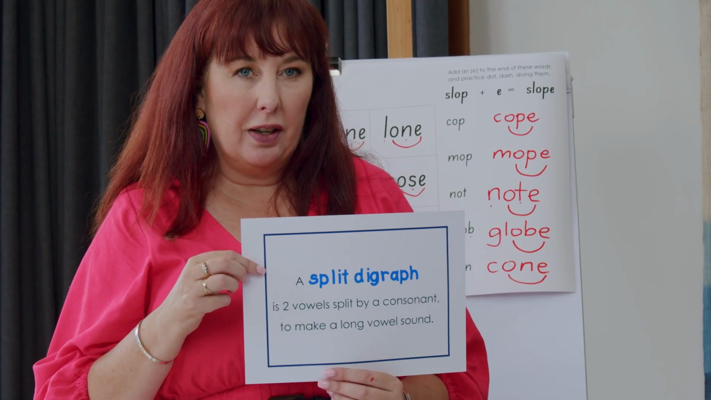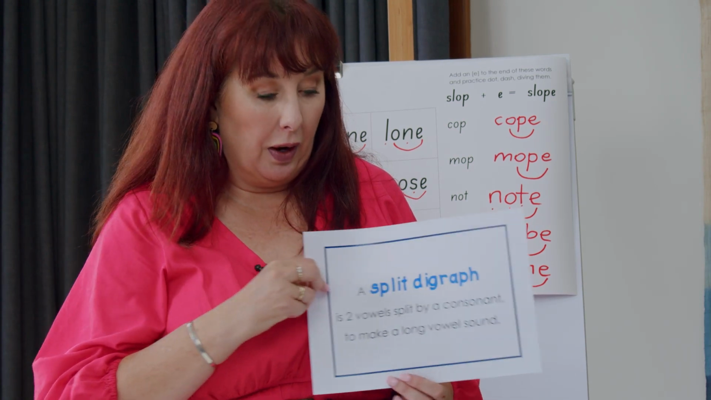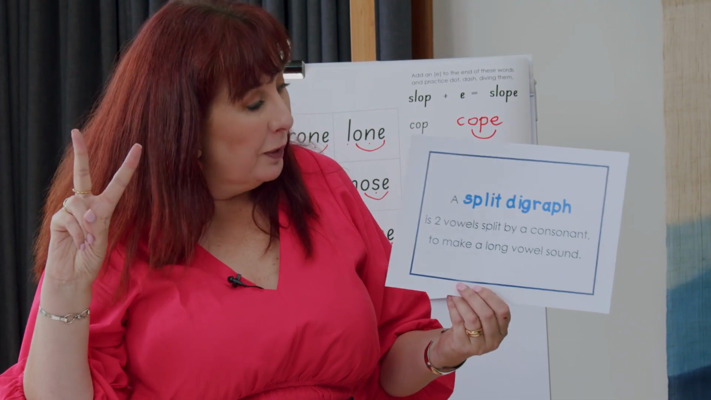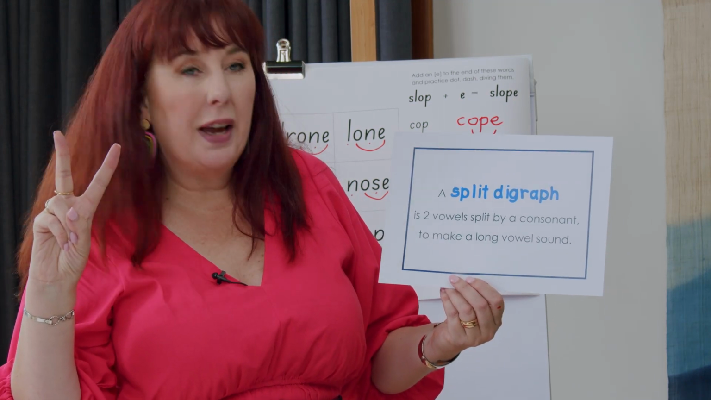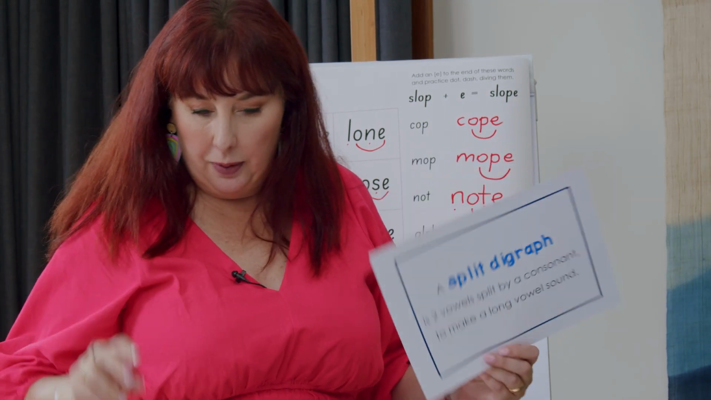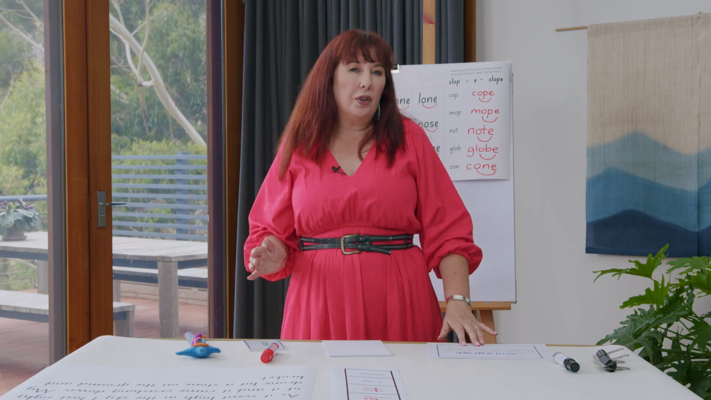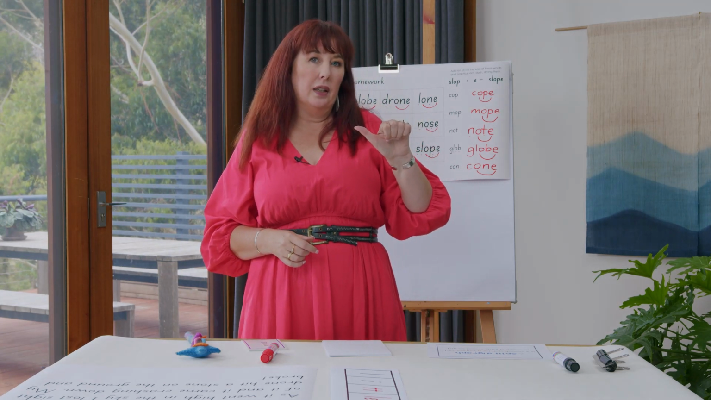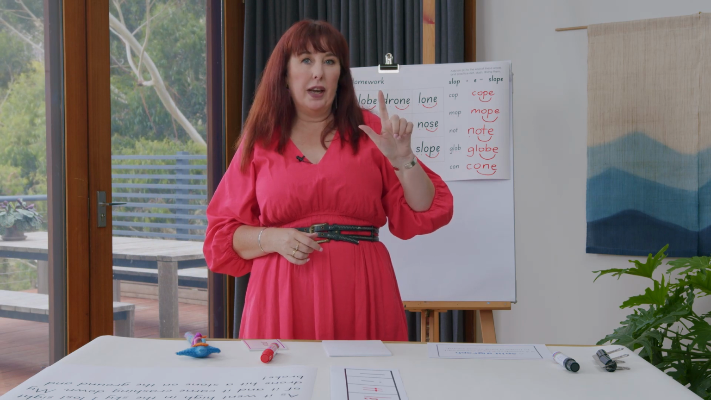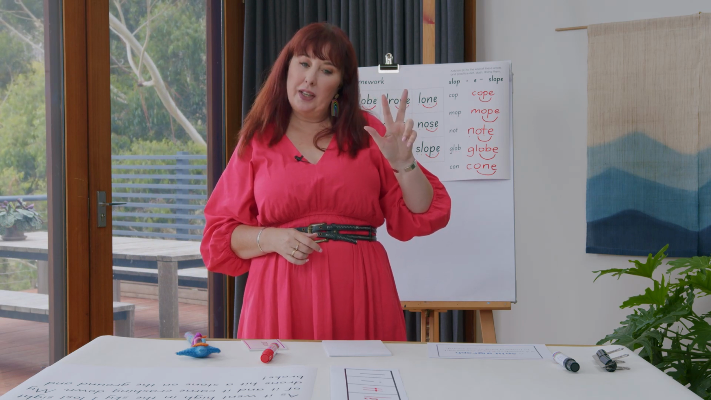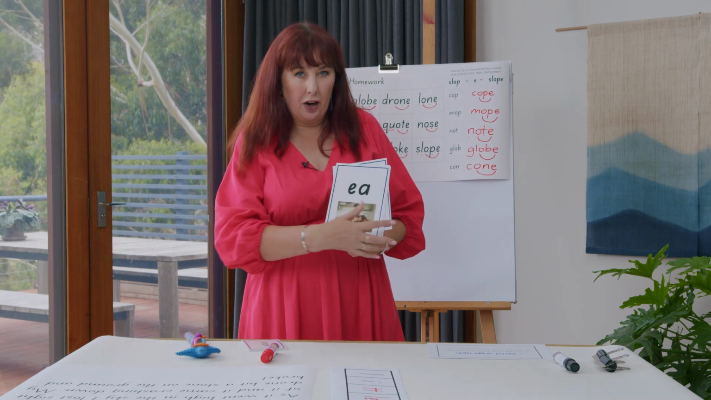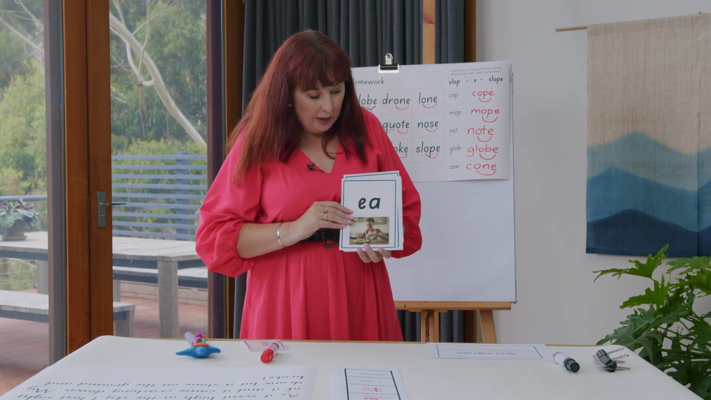A split digraph. We've done lots of split digraphs, haven't we? A split digraph is two vowels split by a consonant to make a long vowel sound. We've had a look at A consonant E, I consonant E, and O consonant E. Fantastic work. Let's have a quick review of some of the other digraphs we've been learning about.